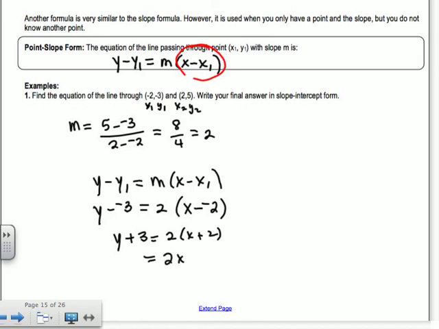Okay, write your final answer in slope-intercept form, so solve for y. Did everybody get y equals 2x plus 1? You should get y equals 2x plus 1. So it doesn't matter what point you use, you should get the same thing in the end.